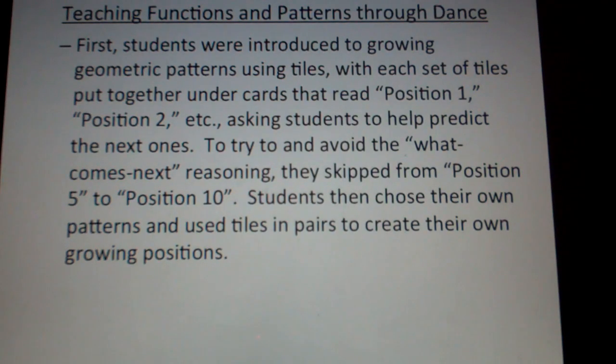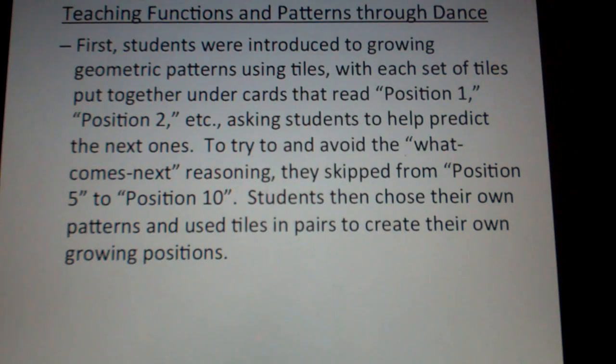What the authors did was put a set of tiles under cards that read position 1, position 2, etc. So in the 2x plus 1 example, under the card that read position 1, there might be 3 square tiles put next to each other. And then for position 2, there would be 5 square tiles put next to each other. And for position 3, there would be 7.